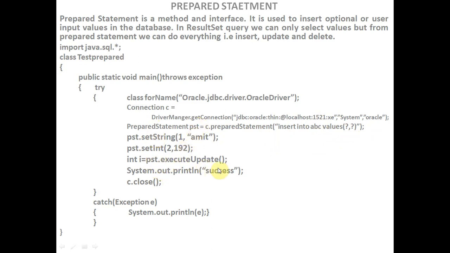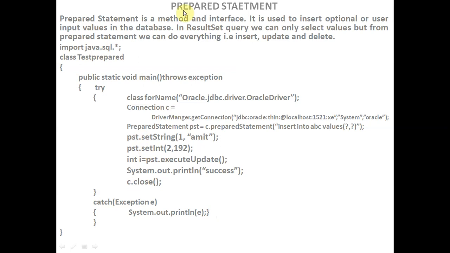And by using pst.executeUpdate we will insert the values. So int i = pst.executeUpdate(), and then System.out.println("success"), and then c.close(), finally we will close the connection, and this is the catch block. If there is any error in the try block, it will generate the exception, and through System.out.println it will display the message accordingly.